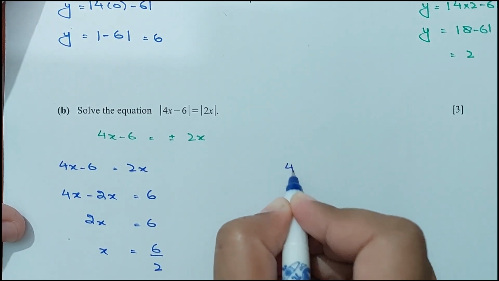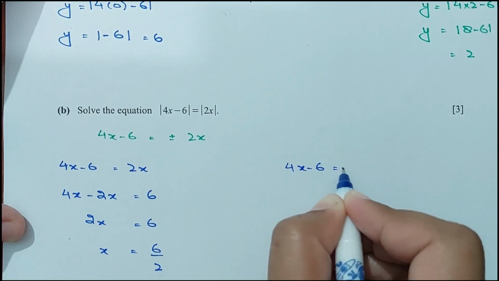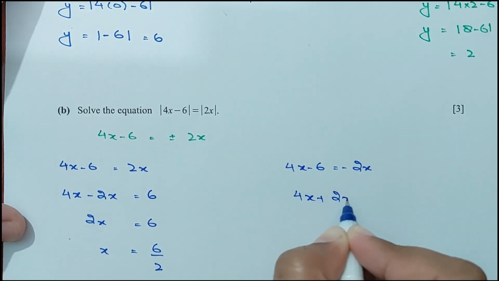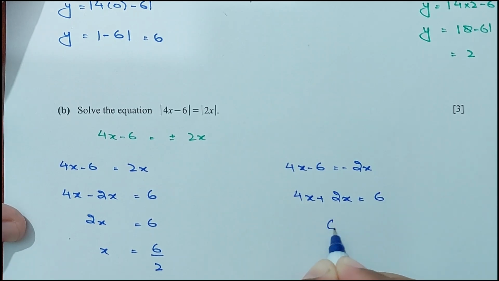Now the second is 4x minus 6 equals negative of 2x. So 4x plus 2x should be equal to 6. This is 6x equals 6, and x is equal to 6 divided by 6.